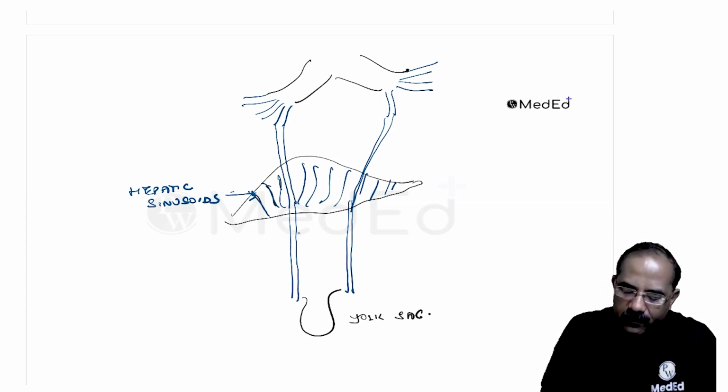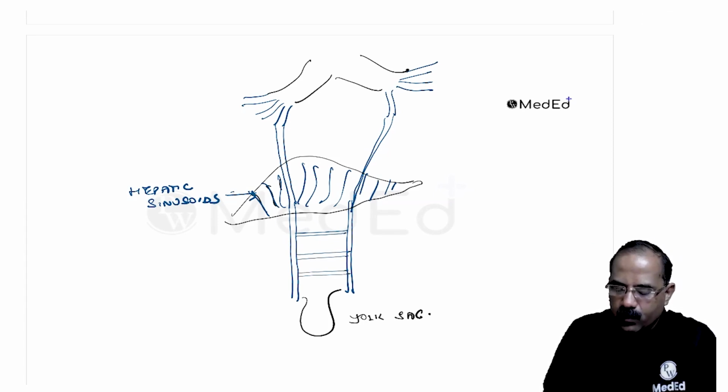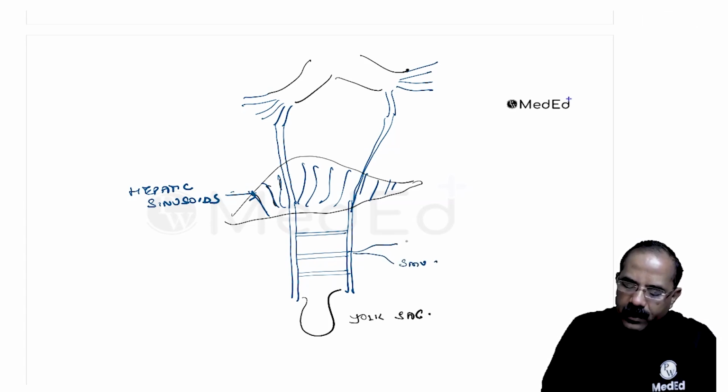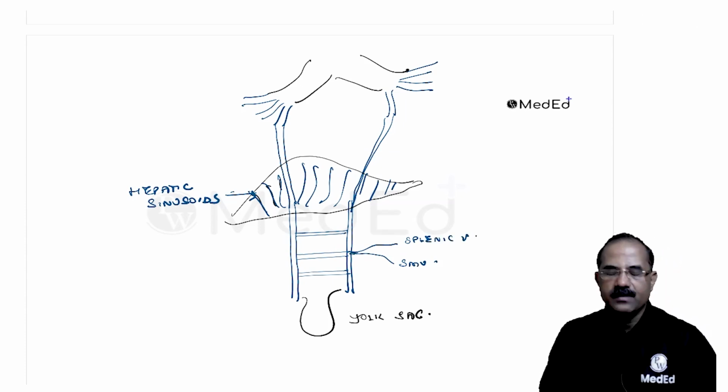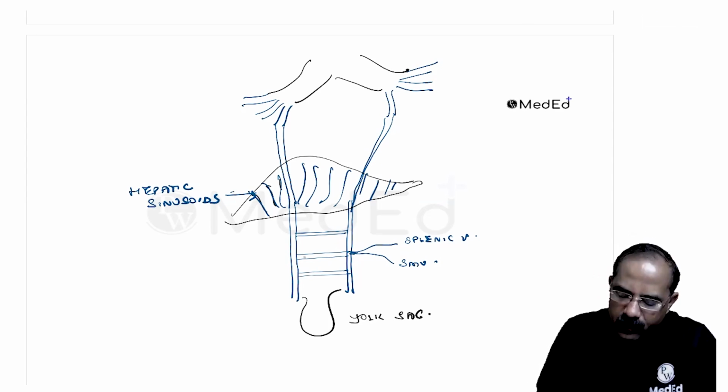Of these 2 vitelline veins, there are 3 connections here, and there are 2 veins which come and join here. One is the superior mesenteric vein and the other one is the splenic vein. Now this part of the vitelline vein, बच्चों मेरे प्यारे बच्चों, what is it going to form? Can anyone tell me this?